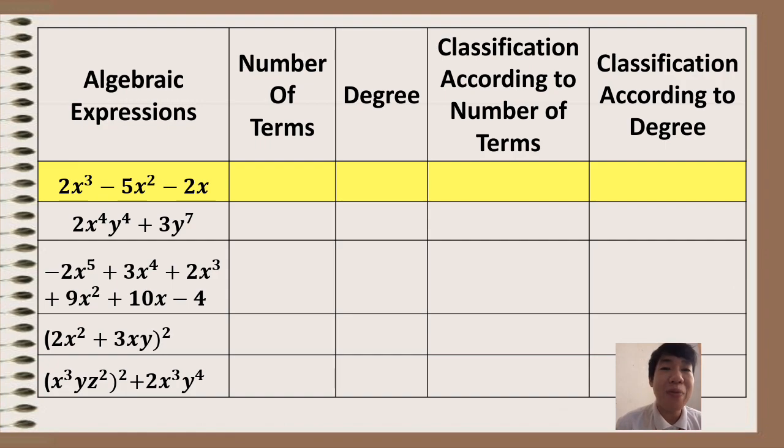So, in the first algebraic expression, 2x cubed minus 5x squared minus 2x, the number of terms is 3. The degree is 3. And we classify this according to the number of terms as a trinomial, and according to degree as a cubic.